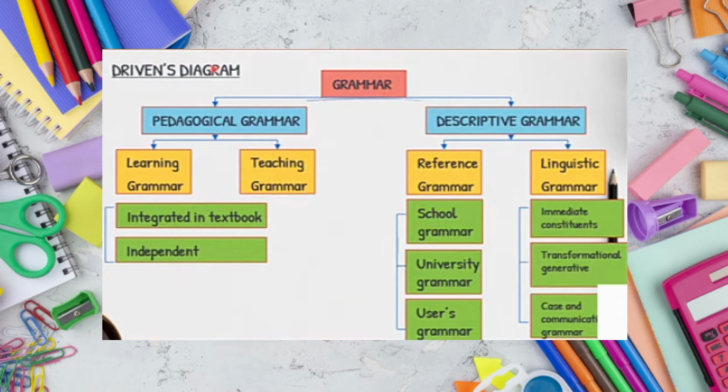So these are the two types of grammar, the pedagogical grammar and descriptive grammar. Pedagogical grammar has learning grammar, teaching grammar, and is integrated in textbooks and independent. And descriptive grammar has reference grammar, linguistic grammar, school grammar, university grammar, users grammar, immediate constituents, transformational grammar, generative, case and communicative grammar.